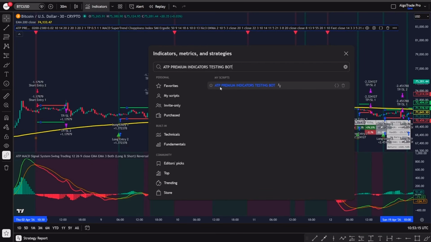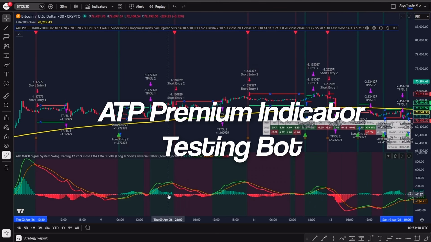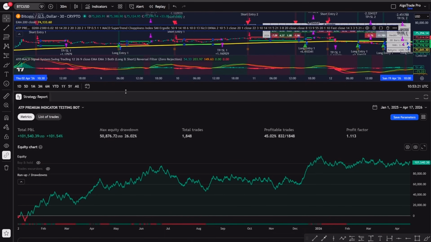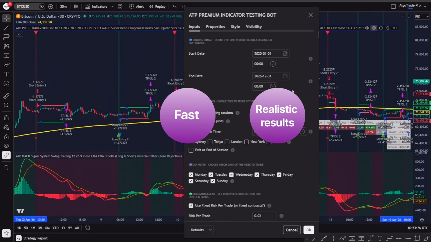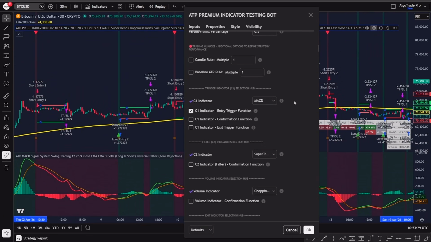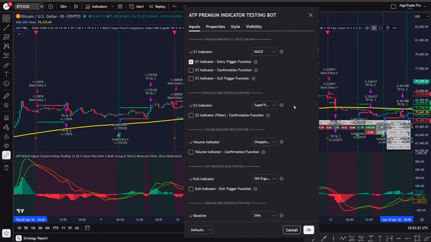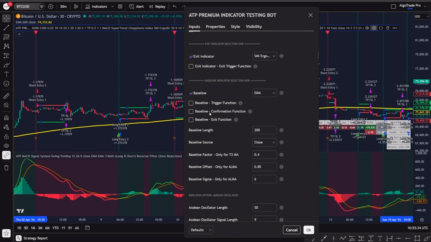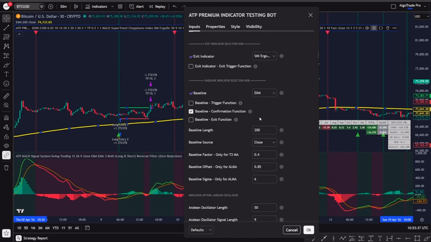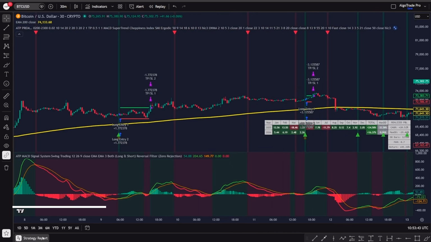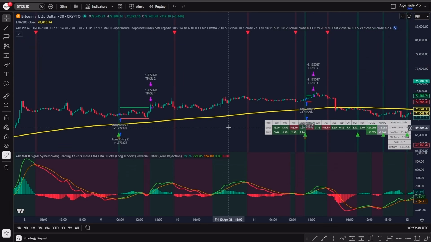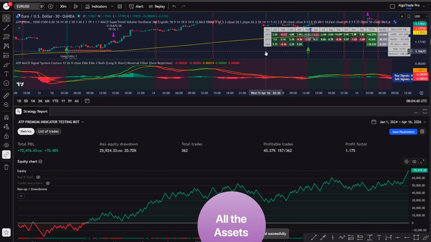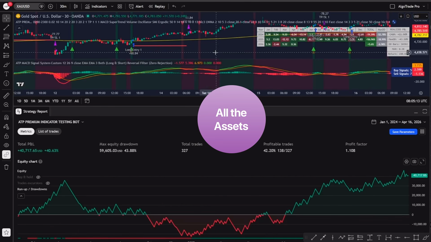And to run this test, we are once again going to use the ATP Premium Indicators Testing Bot, which allows us to test hundreds of indicators and systems with fast and realistic results. So here, with the MACD already selected as the trigger, all I need to do is scroll down, enable the baseline confirmation, select the EMA, and set the length to 200. Then I click on OK and the results are automatically updated based on these new conditions. Now I'm going to quickly run this setup across all the assets we are using and then come back to look at the results.